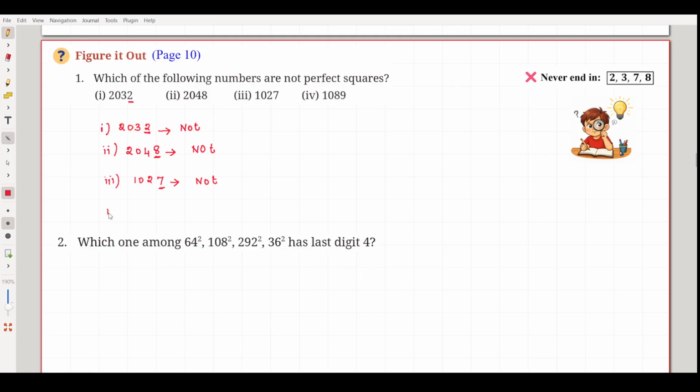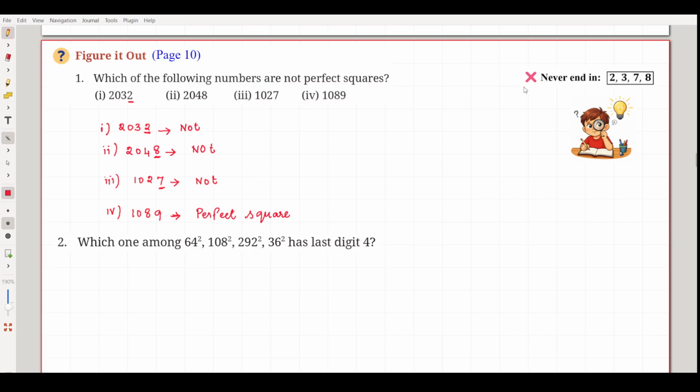Next, fourth one, 1089. It's not ending with 2, 3, 7, 8. It's ending with 9, so it can be a perfect square. So we can just say it's a perfect square. So these are the numbers that are not perfect squares, and this is a perfect square.